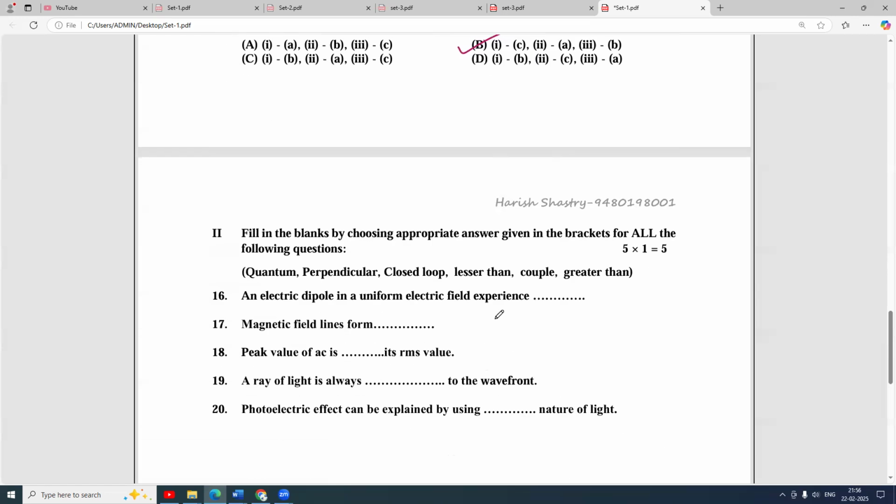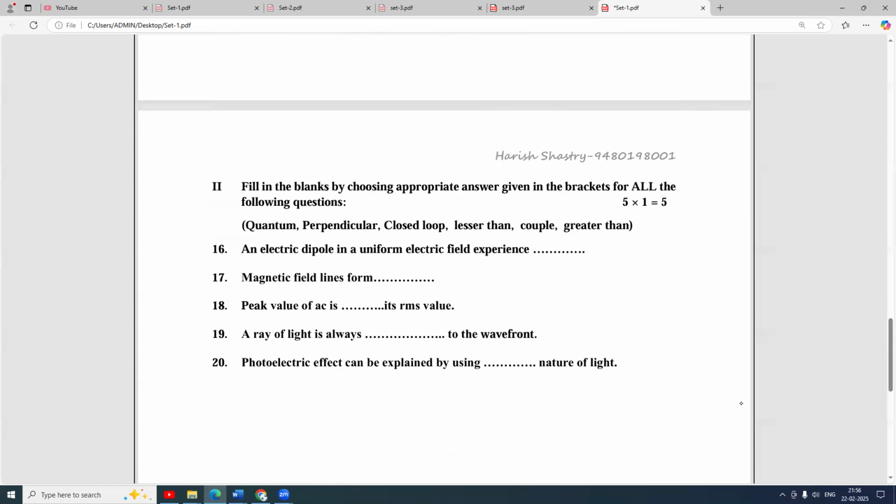Fill in the blanks. An electric dipole in a uniform electric field experiences a couple. Yes, this is couple. And magnetic field lines form closed loops. And peak value of AC is dash its RMS value. You know that RMS value is peak value by √2. So that means peak value is greater. So it is greater than its RMS value. Peak value is always highest.